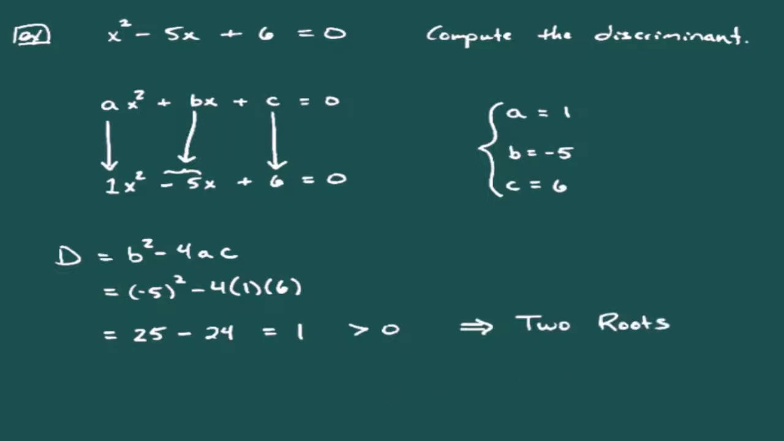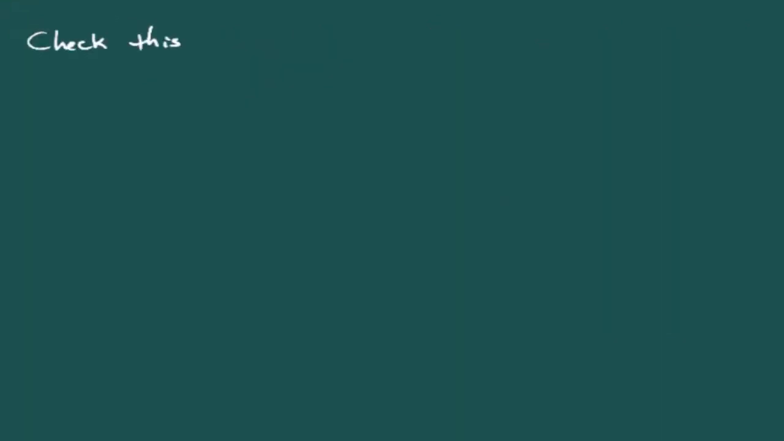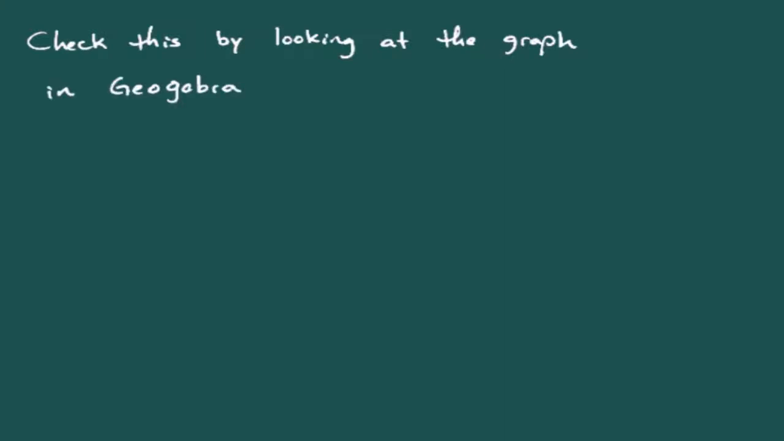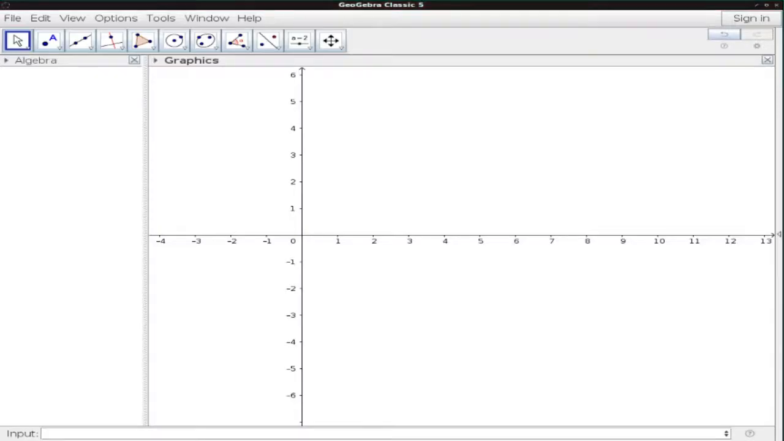Now, we can confirm or check this by taking this equation, getting a function from it, and plugging it into GeoGebra. So what do we actually put into GeoGebra? Well, we imagine just taking the 0 and replacing it with the variable y, so that we're going to plug in y is equal to x squared minus 5x plus 6. All right, so let's bring up GeoGebra and see exactly how we might do that.